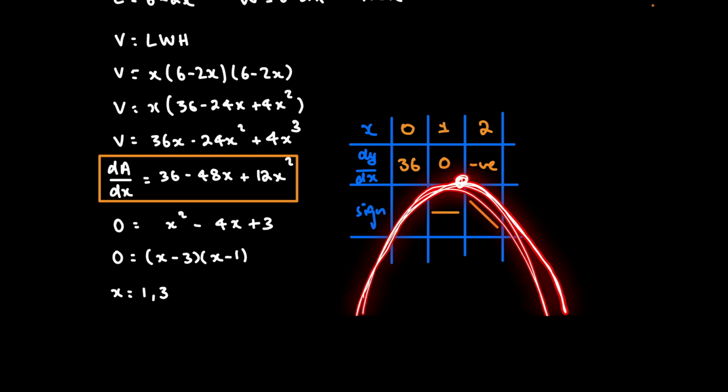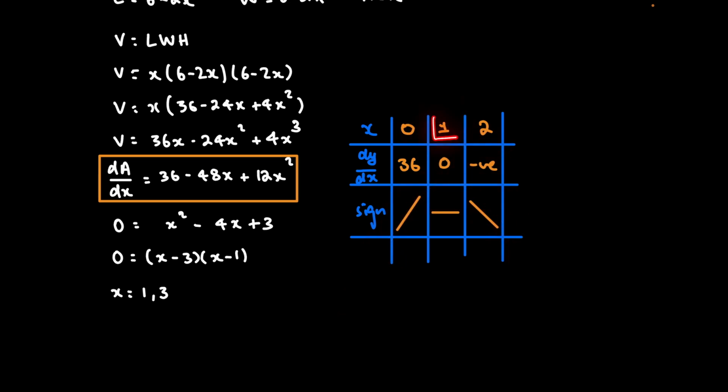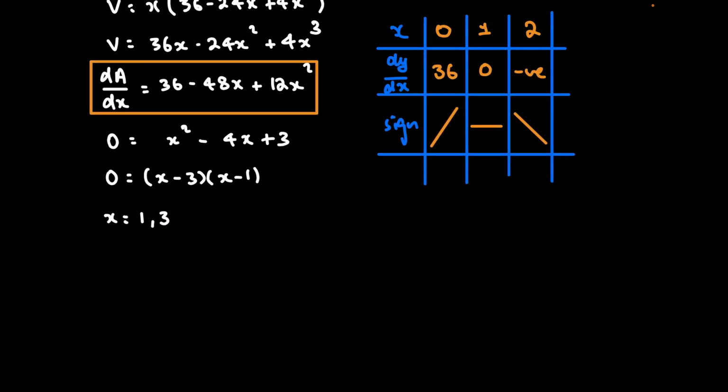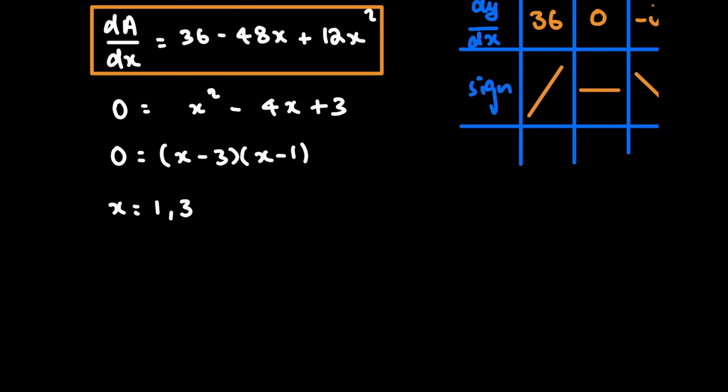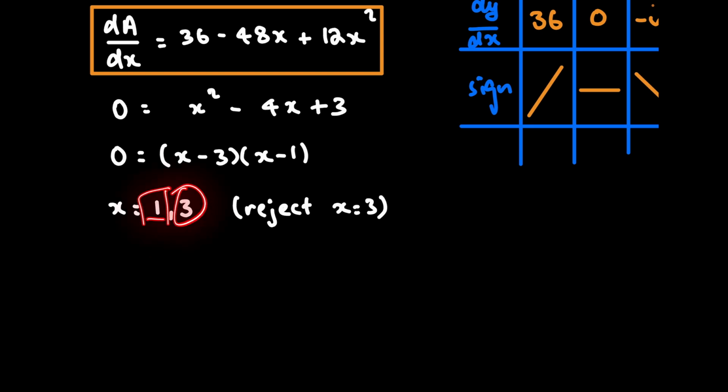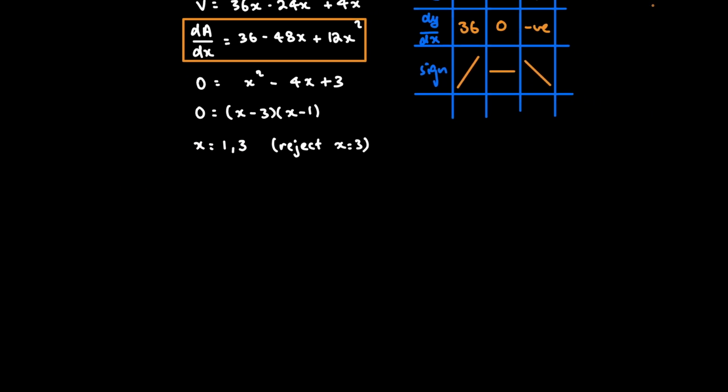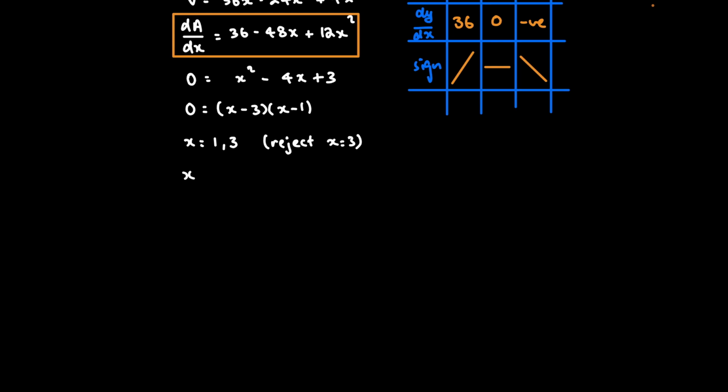So that simply means this is the maximum. The value that gives you the maximum is actually x equals 1, not x equals 3. So in this case, we can reject x equals 3 because it doesn't give you the maximum. I'm pretty sure it actually gives you the minimum, but you can verify this yourself. So that means x is equal to 1.